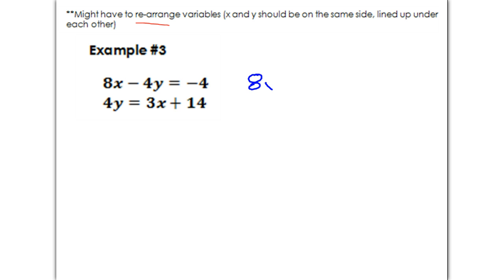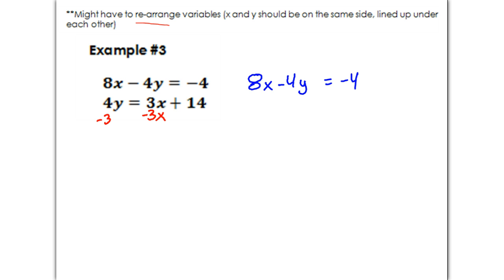So I'm going to say 8x minus 4y equals -4. So I put the x, then the y, then a number. So I kept that first equation the same. And what I have to do is line up the terms in the right way. So I'm going to get the x and y's all on the left side of that second equation there.